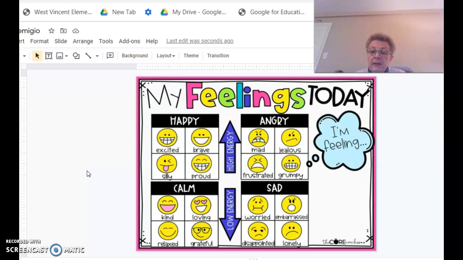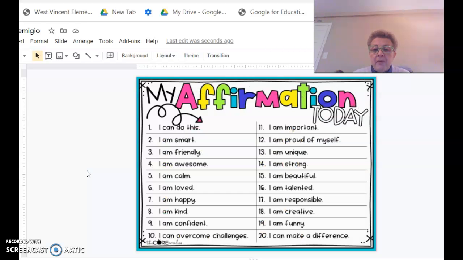Since you already completed your attendance slide today and told me how you were feeling and why you were feeling that way, we're going to go ahead and go to our affirmations for today. Remember, we are saying the first 5. So we're going to start with number 1. You're going to say this with me on the count of 3.